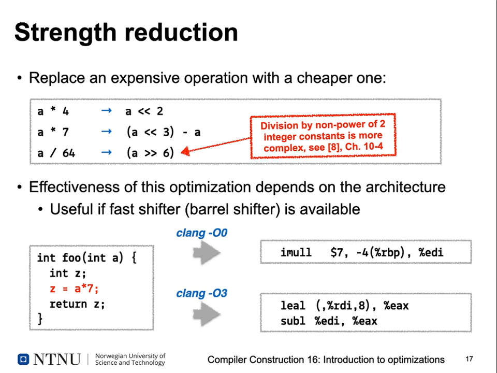Now, whether this strength reduction is actually effective, so whether it actually optimizes your code, or doesn't make it faster or even makes it slower, depends on the architecture. Especially this replacement of multiplication and division by a shifter is only useful if a fast shifter is available, a so-called barrel shifter that can shift a value by something between 1 and 32 positions in one clock cycle. And this is a difference.